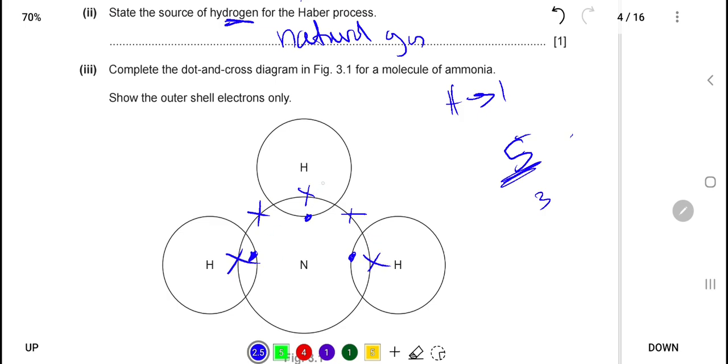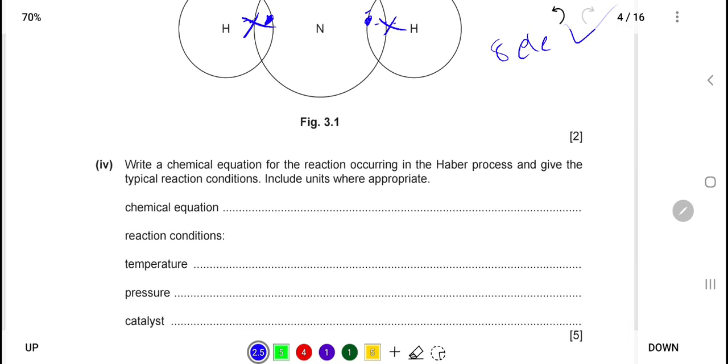So 1, 2 for hydrogen is correct. Now for nitrogen it's going to be 1, 2, 3, 4, 5, 6, 7, 8. So 8 electrons, so correct. Now some 2 easy marks.